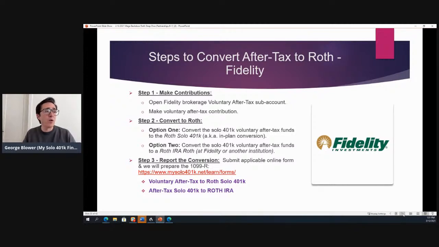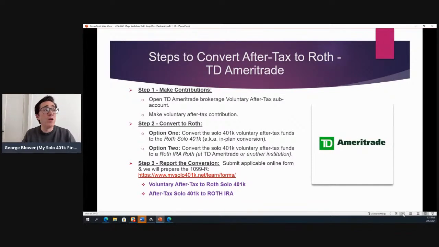Fidelity, it's going to be a similar process. You open the account, which we prepare the forms. You make the after-tax contribution. You convert to the Roth Solo 401k, or you convert over to a Roth IRA. And then you let us know about the conversion so we can capture that information that we need for the 1099-R reporting.